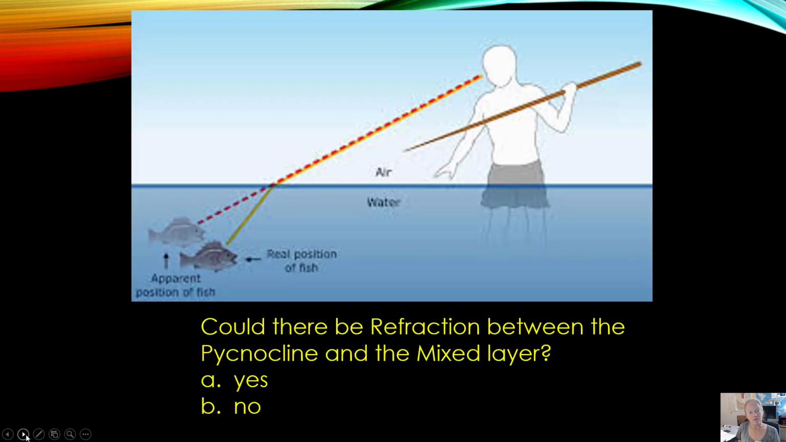This also happens if you happen to be a fisherman, especially if you're a spear fisherman. The fish or the object that you're after is not actually where you think it is because of that refraction. So I assume that spear fishermen learn to adjust for that. But a lot of spear fishermen actually fish completely underwater.